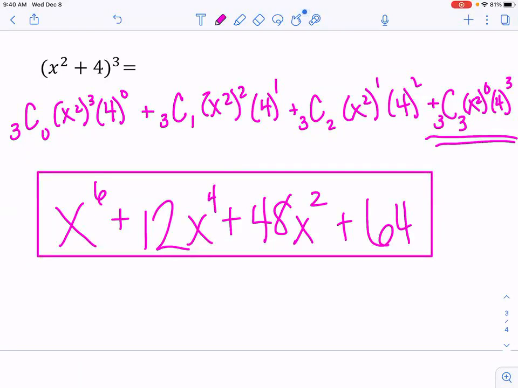Okay. Did you have to put forth a lot of effort to get those 4 terms? A lot of effort. Max out your brain.